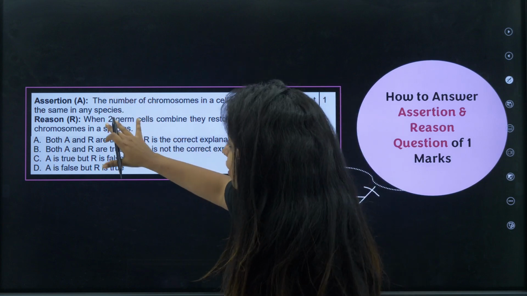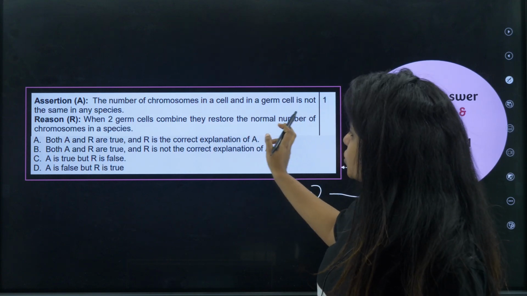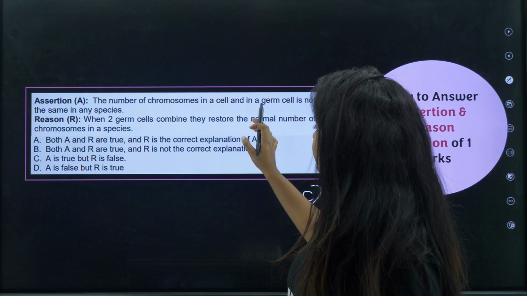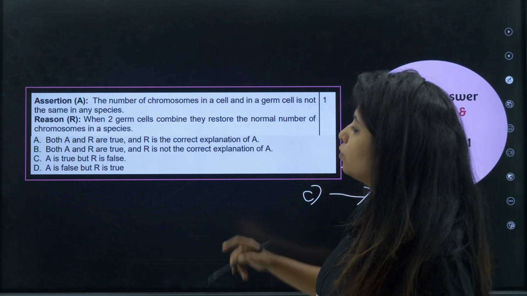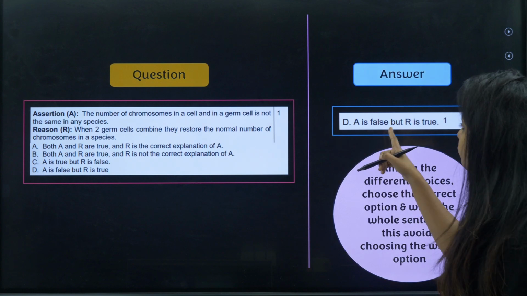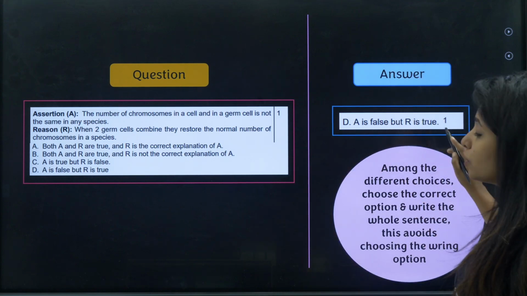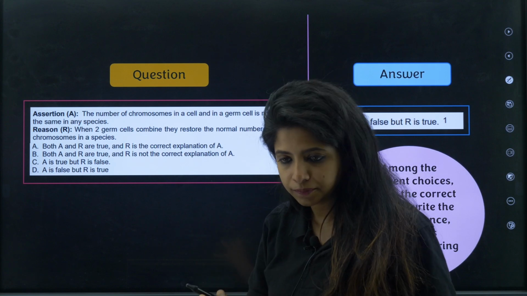When you are going through the assertion and reason: the number of chromosomes in a cell and in a germ cell is not the same in any species. The reason is, when two germ cells combine, they restore the normal number of chromosomes in a species. You work out which is correct and which is not, and you write the answer like this: A is false but B is true. When you write the whole answer, it gives you an idea of whether what you're writing is correct or not.